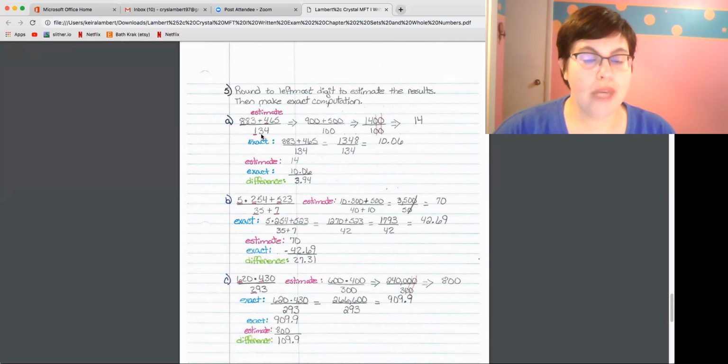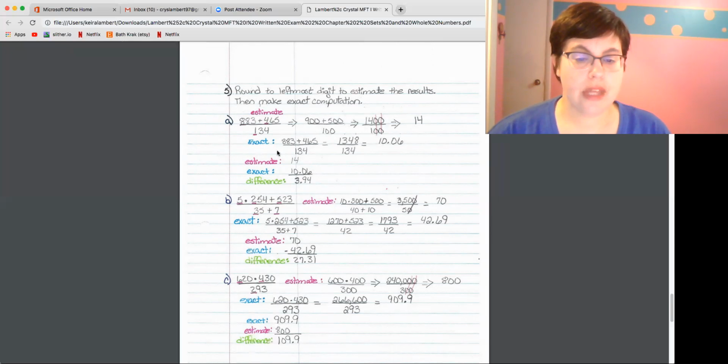On the bottom, we have 134 as our divisor. 1 is the first digit. It's our leftmost digit. So we look behind it. It is 3. So that doesn't change. It rounds to 100. And that's how we go from there. And then we're wanting to know what the estimate is, what our exact number is, and we want to see the difference so students can get a feel of what's going on when we round numbers.